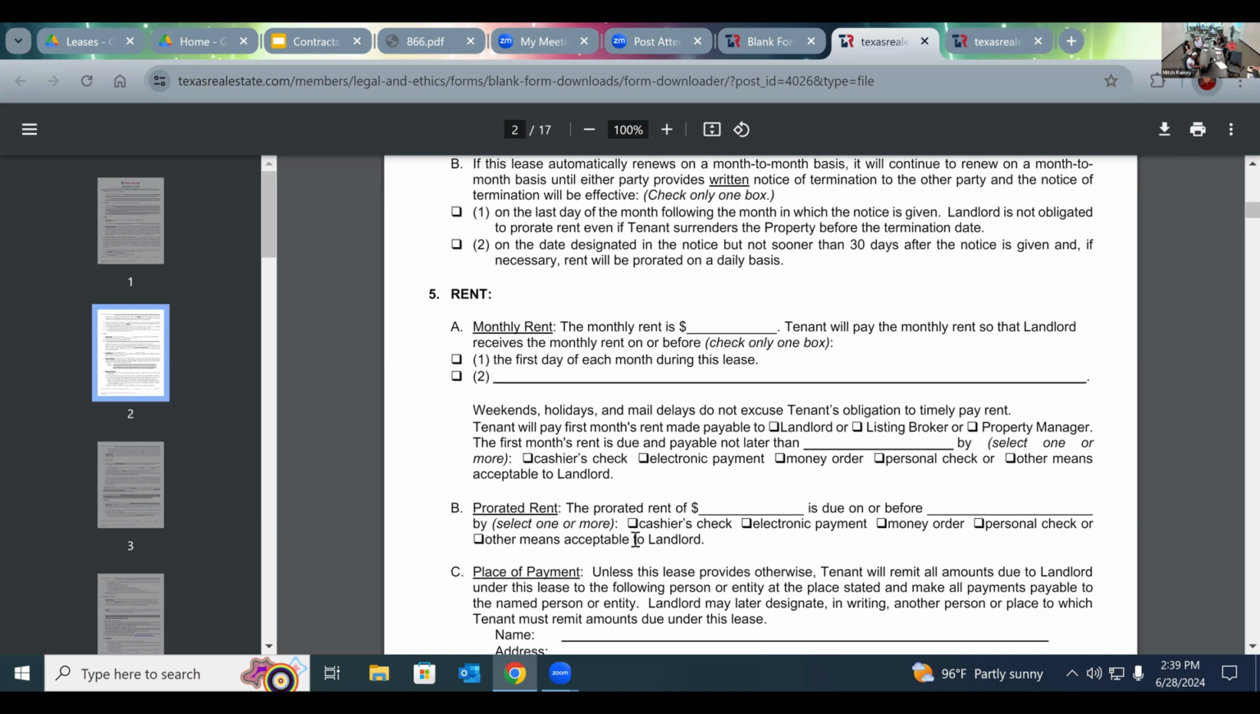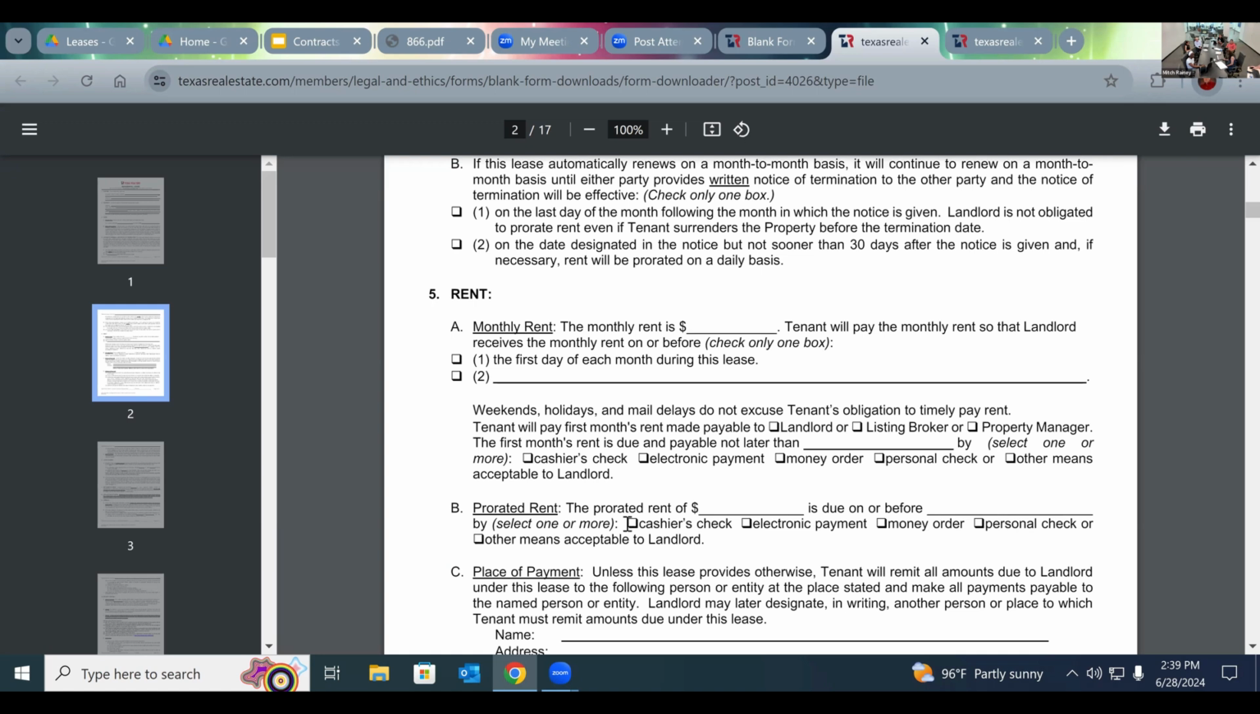Okay, let's see. Prorated rent. So how much is a prorated rent going to be if they're moving in not on the first of the month? And how's it going to be paid? The first month's rent and prorated rent.